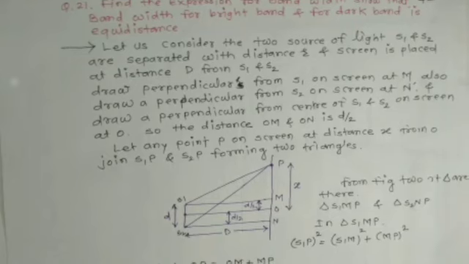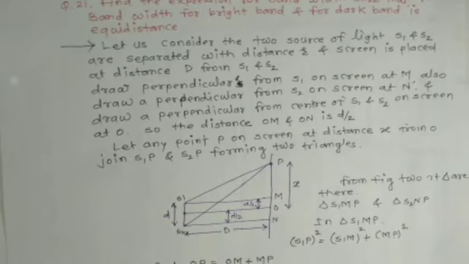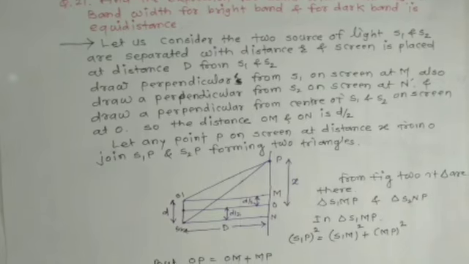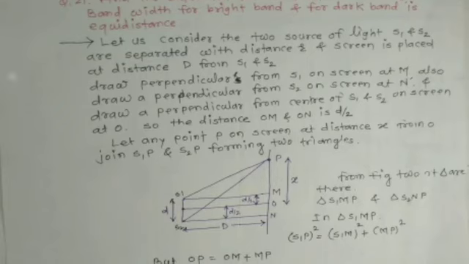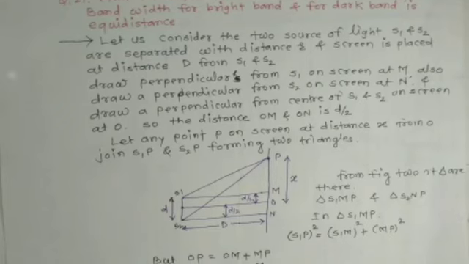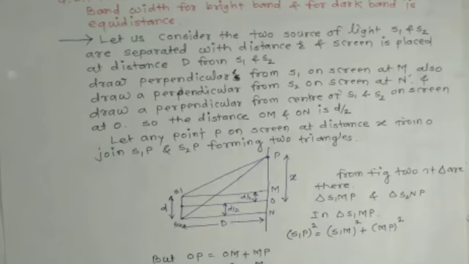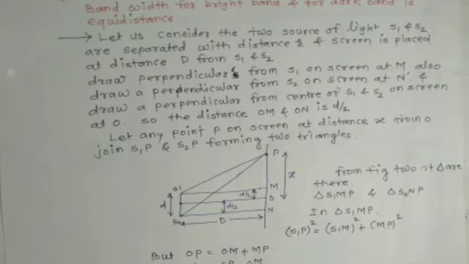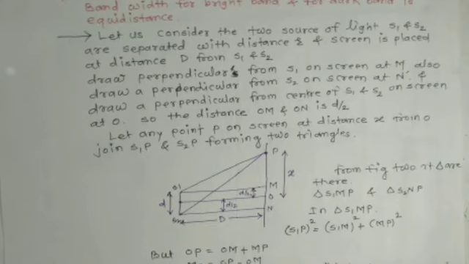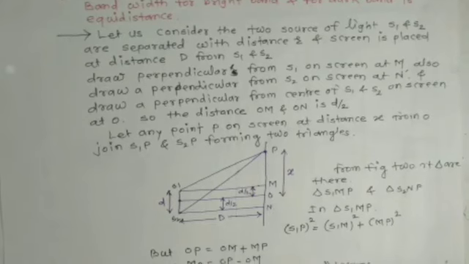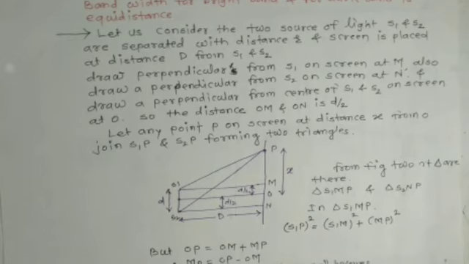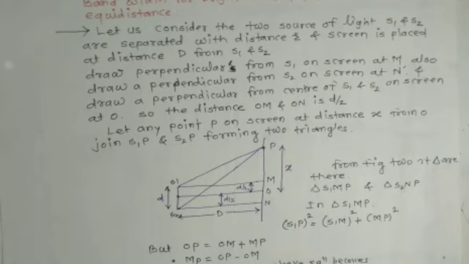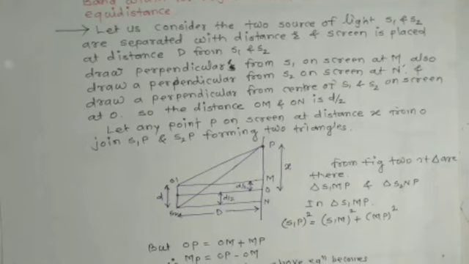So the answer for this question will be: let us consider two sources of light S1 and S2 separated by distance r, and a screen is placed at distance capital D from S1 and S2. Draw a perpendicular from S1 on the screen at M. Also draw a perpendicular from S2 on the screen at N.